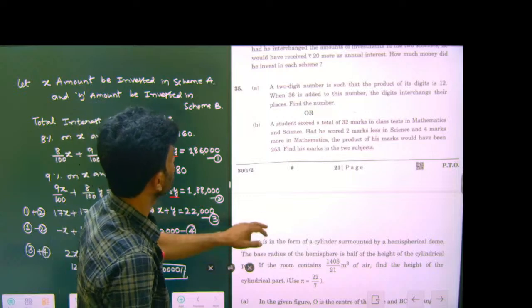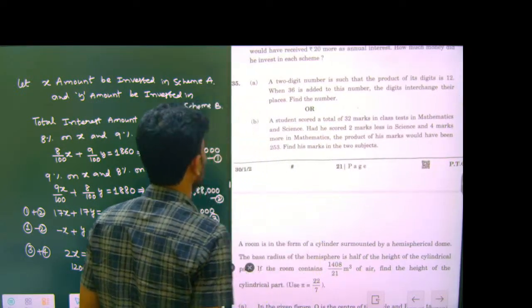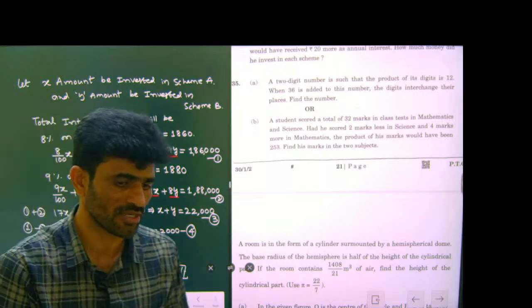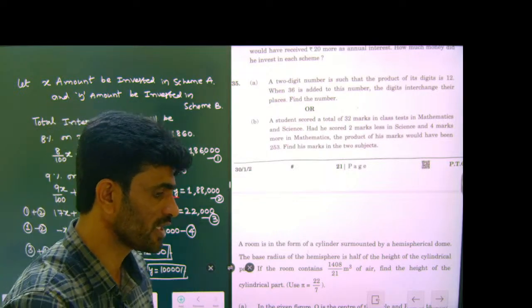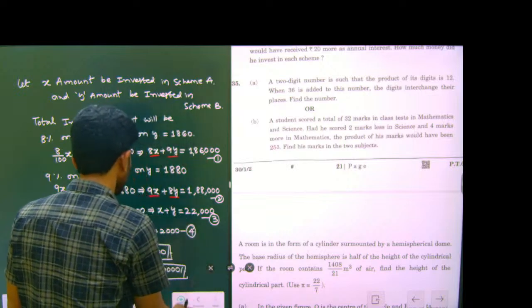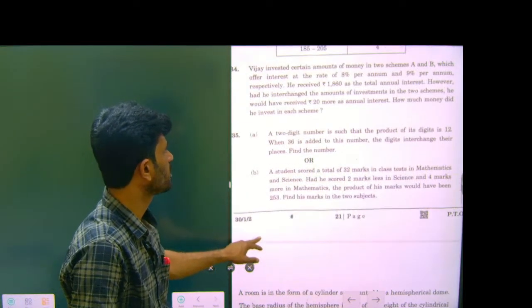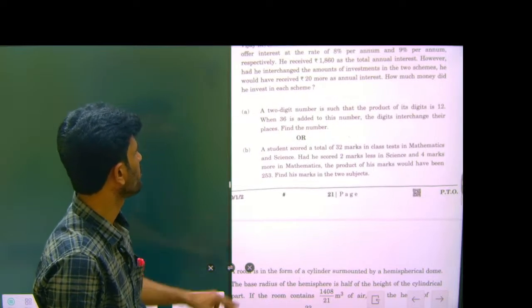It is given as: a 2-digit number is such that the product of its digits is 12. In both the chapters, pair of linear equations and quadratic equations, 5 marks word problems are given. I told you it is very important to know how to frame the equation. Once you know how to write the equation, then simplification will be easy.